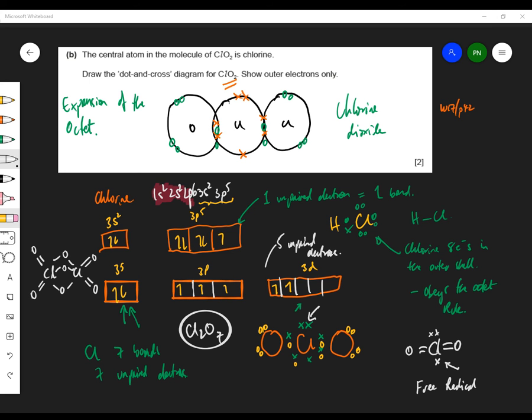Cl2O7. Oh, it does exist. It's chlorine heptoxide. And I'm wrong. I'm not very wrong, but I'm a bit wrong. All right, so let's have a look at the correct picture of chlorine heptoxide.